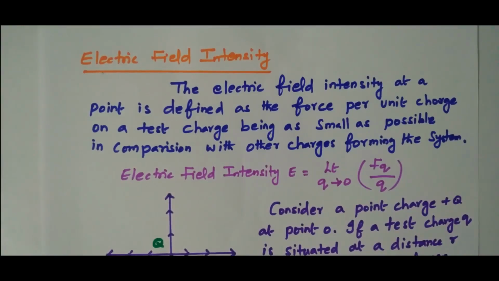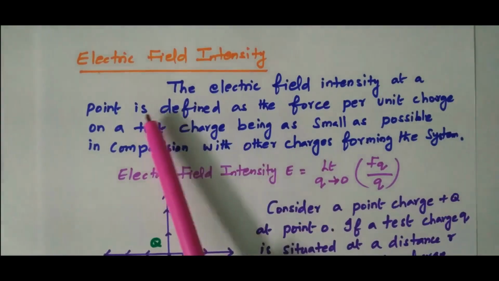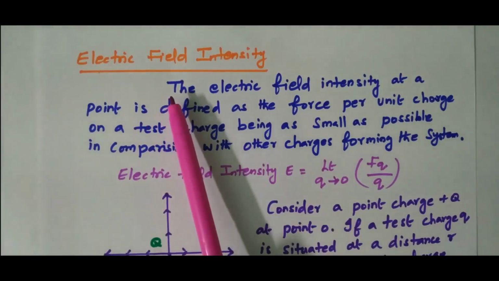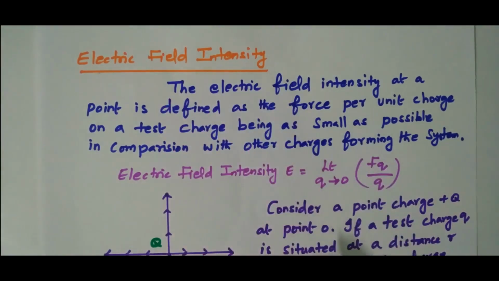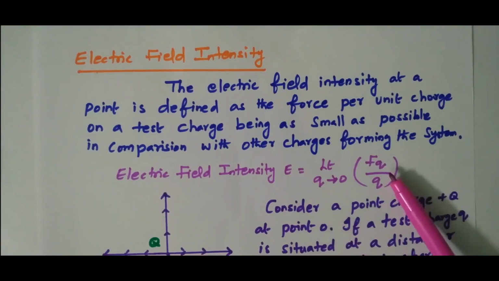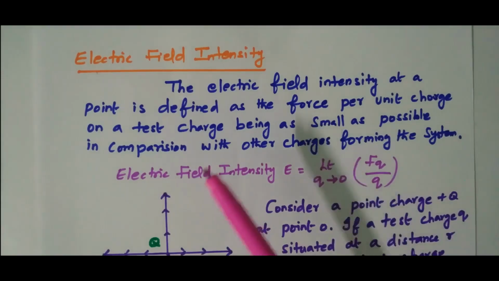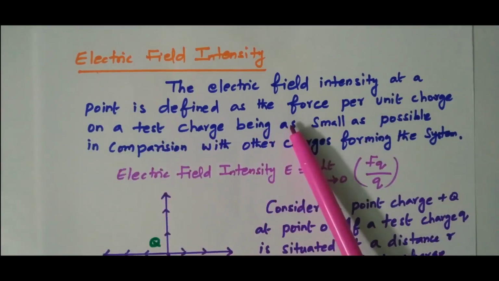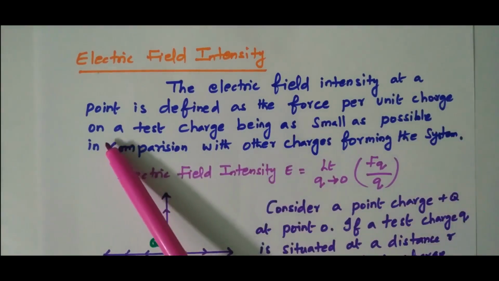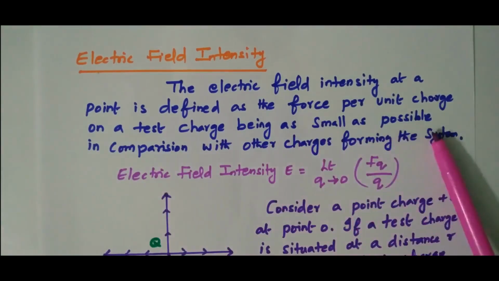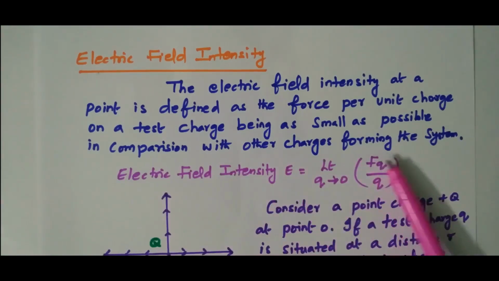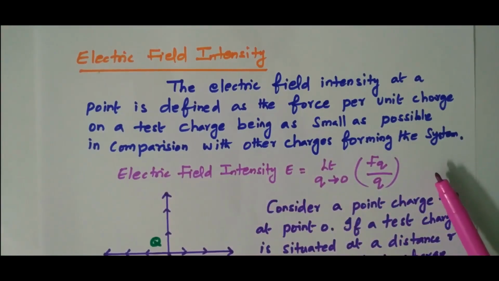Welcome viewers. Today we'll see the electric field intensity, followed by the electric field intensity due to a finite charged wire. First we'll see the definition of electric field intensity. The electric field intensity is nothing but force per unit charge, F divided by Q. That is, the electric field intensity at a point is defined as the force per unit charge on a test charge being as small as possible in comparison with the other charges forming the system. So the general formula for the electric field intensity is F divided by Q.